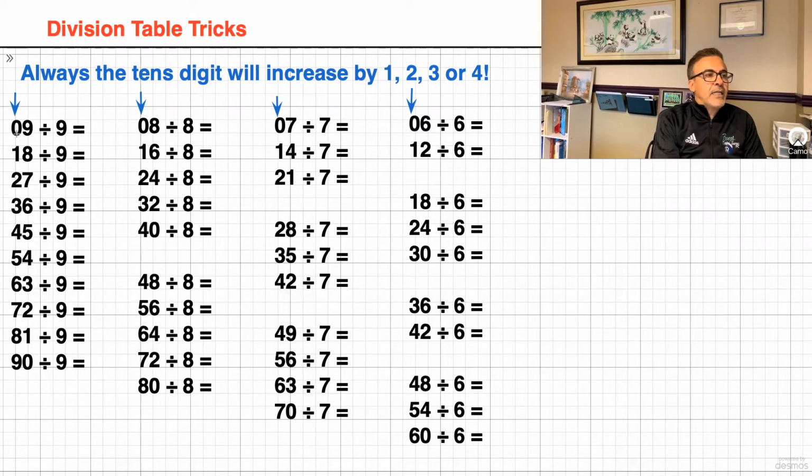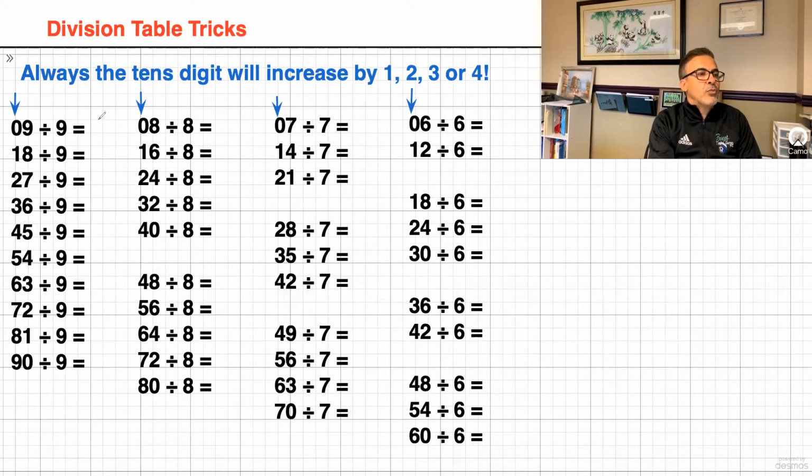Okay, so the tens digit here, 0, 1, 2, 3, 4, 5, 6, 7, 8, 9, and the same thing here. So your focus is the tens digit. When you're dividing, you need to focus on that tens digit. What happens to the tens digit is, in the case of 9, every time that tens digit increases by 1, so you add 1 to the 0, you add 1 to the 1. You're just adding 1 to the tens digit.